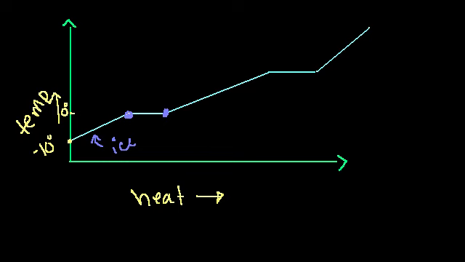And then at 100 degrees, which is the boiling point of water, right here, a similar phase change happens, where the increased heat is not used to increase the temperature of the water. It's used to put potential energy into the system.